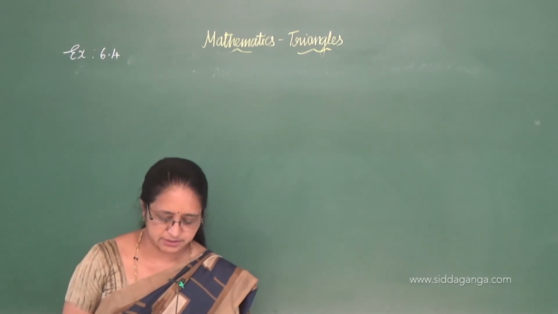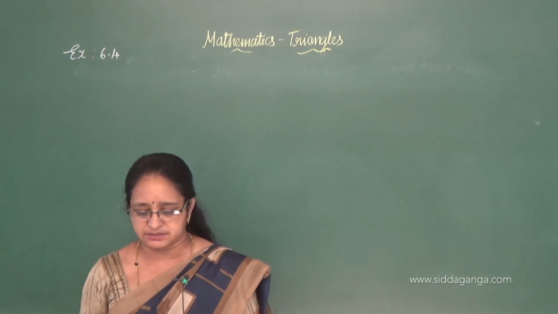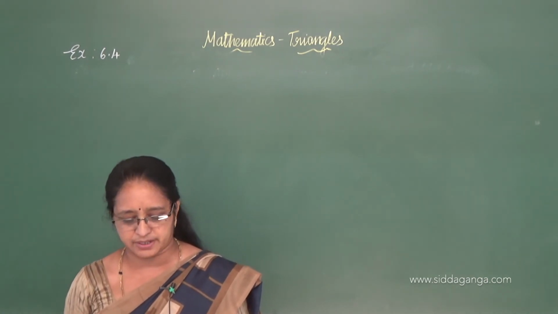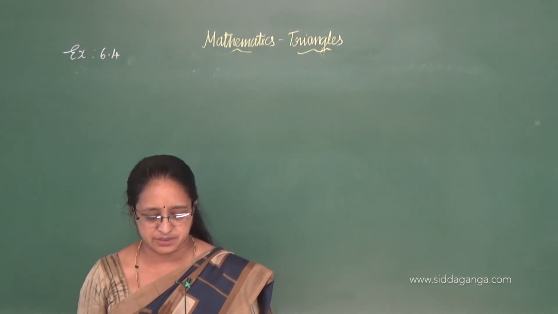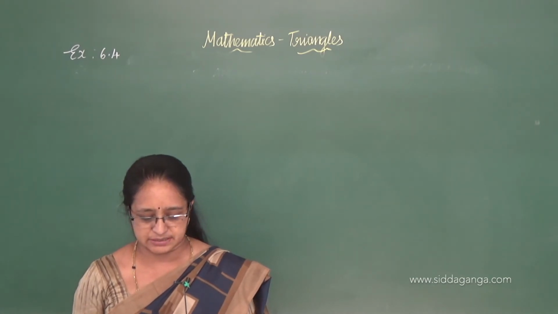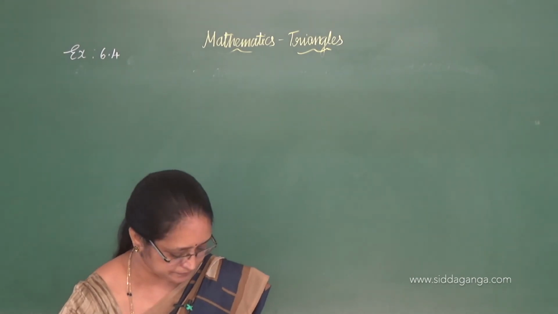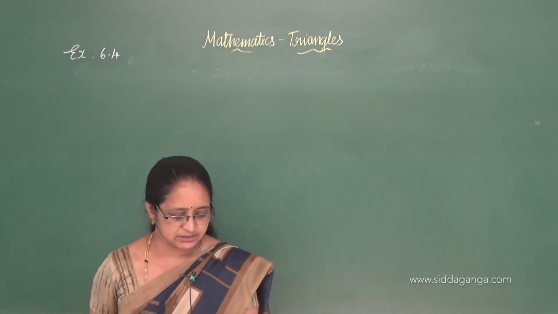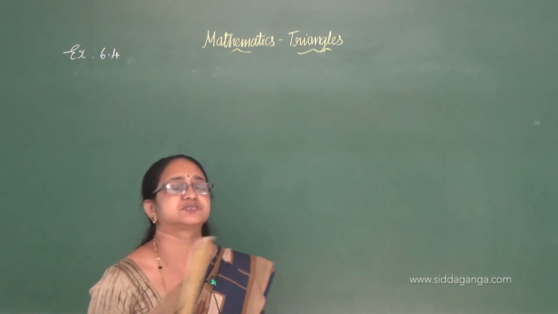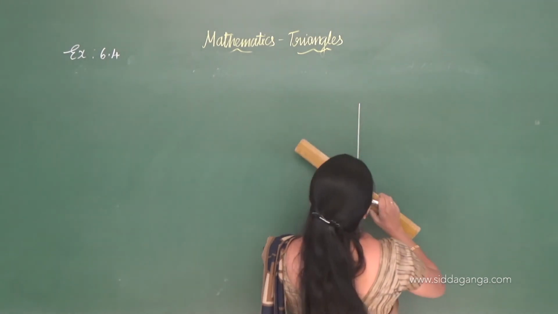Okay, next I will read out the question for you. Prove that the area of an equilateral triangle described on one side of a square is equal to half the area of the equilateral triangle described on one of its diagonals. So, again a very interesting problem. Prove that the area of the equilateral triangle described on one side of the square means, so the first square is there.